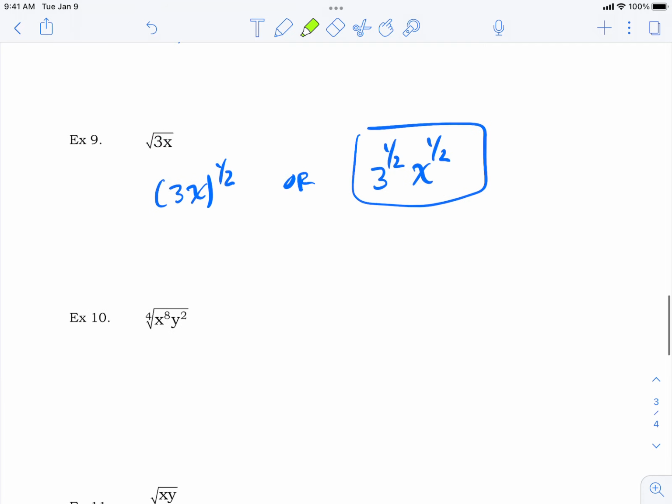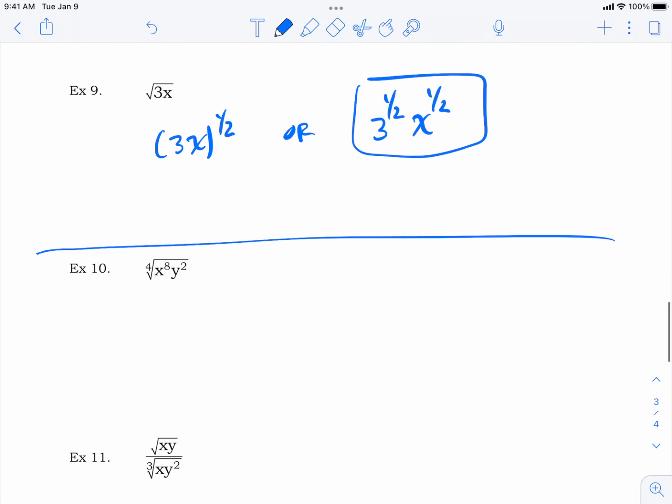Okay, what do we got here? Well, this one's kind of funky. I'll show you the shortcut first, maybe. The shortcut is to say x is to the 8th power, but it's in a 4th root. So that's 8/4. Y is to the 2 power, but it's in a 4th root. Y to the 2/4. That's the shortcut.